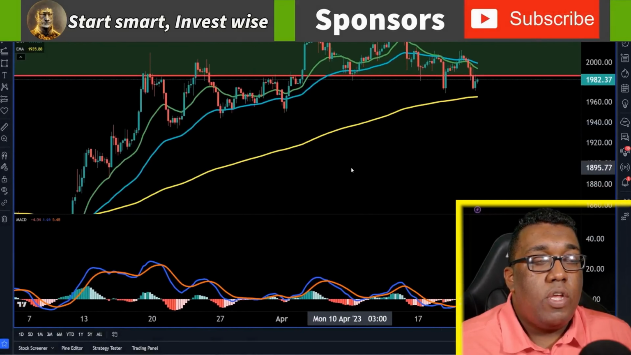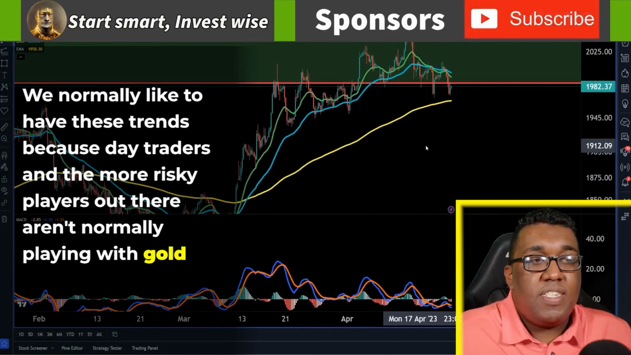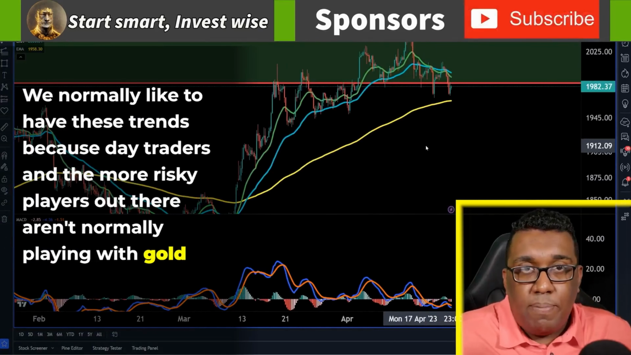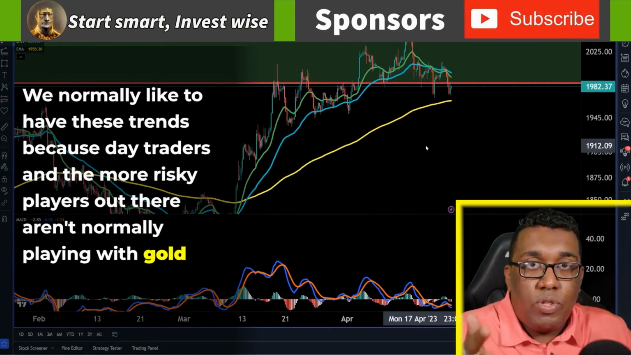You can see the momentum shifting at this point in time. Just like here, the momentum shifted and boom, look at us go. Momentum shifted here and boom, look at us go. This is not about getting to the high points here. This is about trading the trend for you day traders out there. And it works pretty darn well because gold doesn't move like the stock market, which is as volatile and as crazy. We normally like to have these trends because day traders and the more risky players out there aren't normally playing with gold, so to speak.